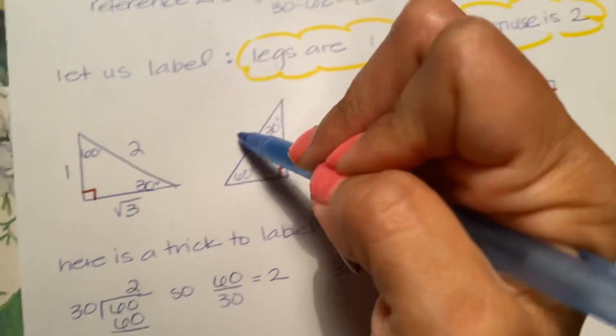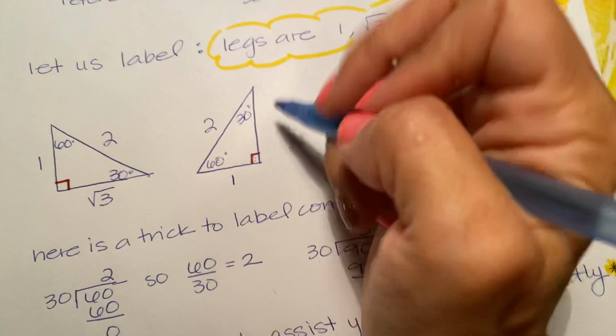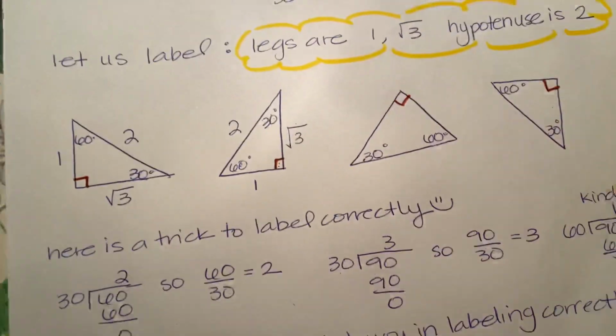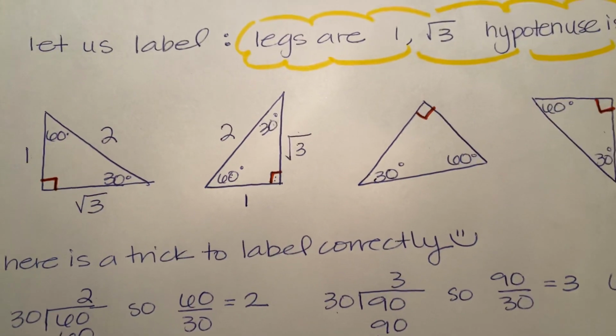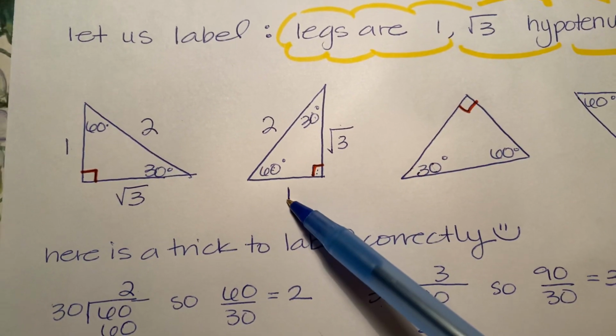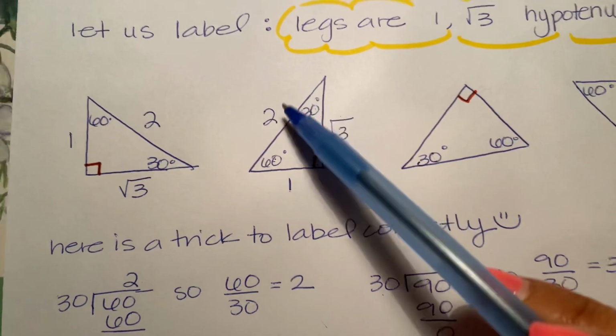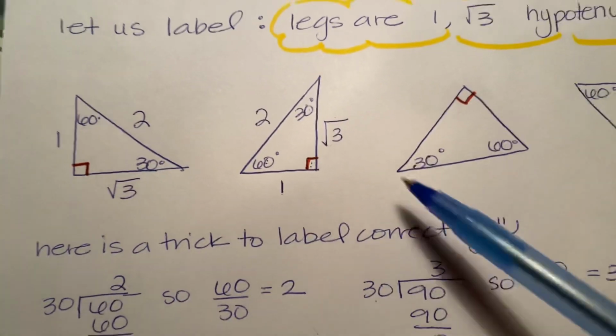30 goes into 60 2 times, 60 goes into 90 1 time, 30 goes into 90 3 times, but you got to know that's the rad 3. The 3 is the radical. And remember, all of this is supported by the Pythagorean Theorem, right? 1 squared is 1, rad 3 squared is 3, 1 plus 3 is 4. What's 2 squared? 4, right? So it supports it.